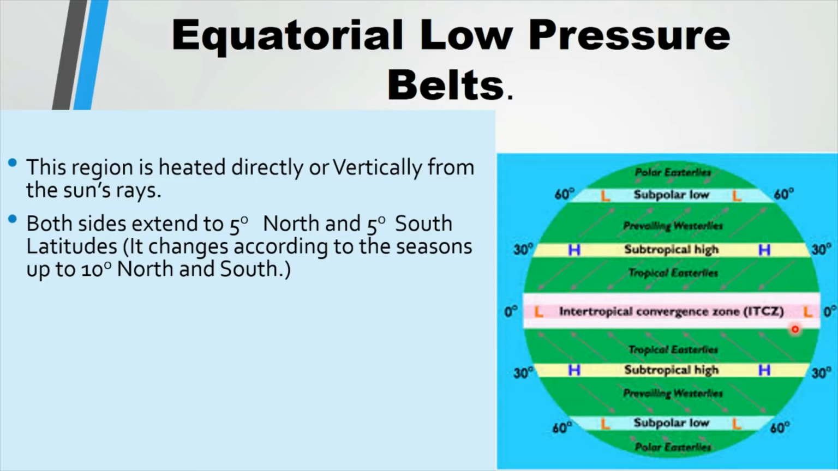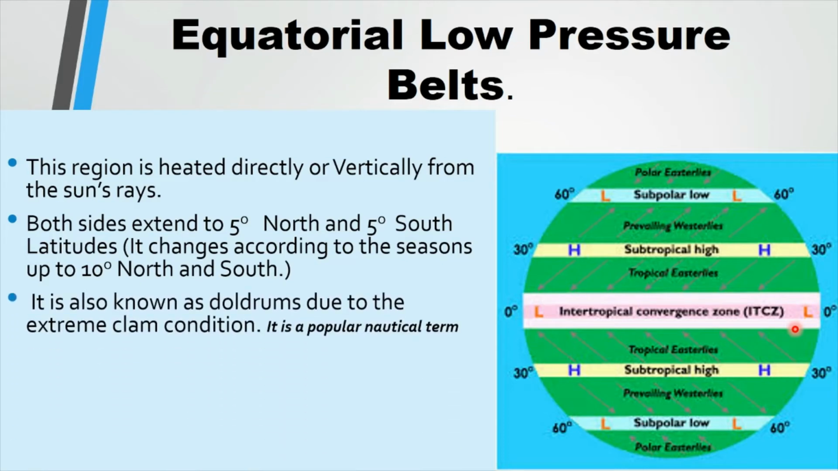I hope you understood. So I told you about this area, which is known as the doldrums. Doldrums is a popular nautical term because while ships are going through some areas of the sea, they face problems because there may be less wind, so they are feeling some problems. That is why they call these areas the doldrums. This is due to the extreme calm condition, as there is very low pressure, and sometimes no wind blows even in seas. So this is known as the doldrums.